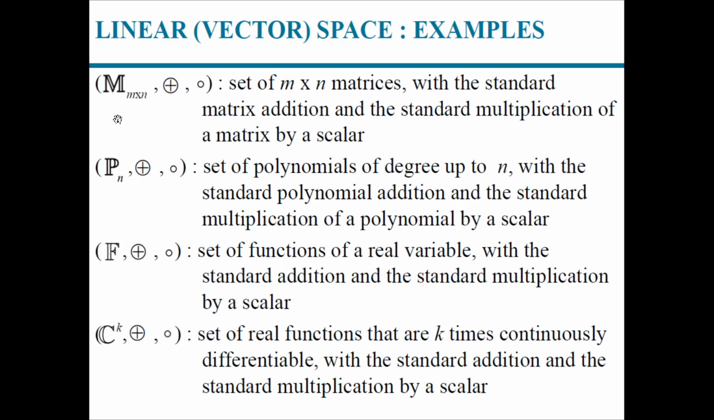Other types of linear spaces: a linear space is not just a column of vectors, it could also be matrices. So matrices 2 by 7, 3 by 11, 2 by 2. The set of matrices with addition of matrices as defined, standard addition, and standard multiplication of a matrix by a number, by a constant. These three things together form a linear space.